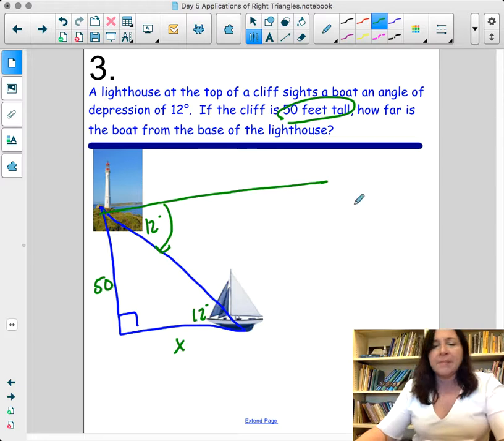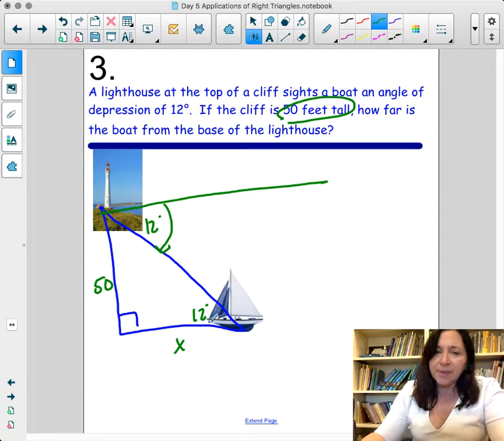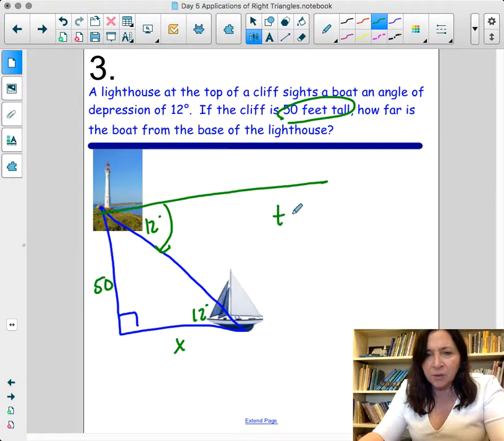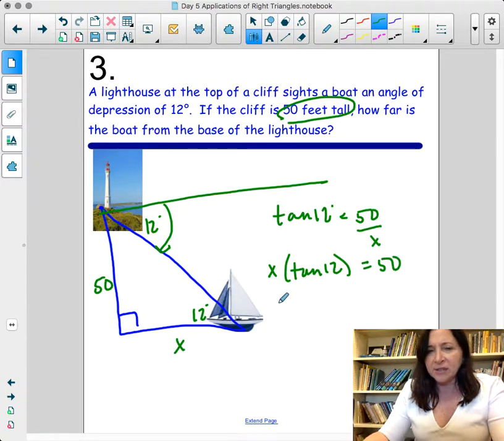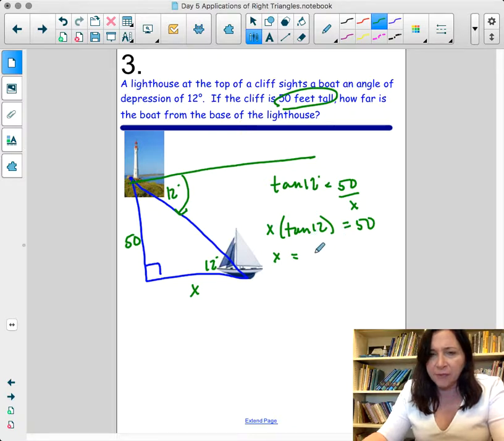There it is. So we're going to use tangent because I have the opposite and I'm trying to find the adjacent. So we're going to say tangent of 12 degrees is equal to 50 over x. So we go x times tangent of 12 degrees equals 50. And then I'm going to isolate the x, so I'm going to divide by tangent of 12. So I'm going to get 50 divided by tangent of 12 degrees.